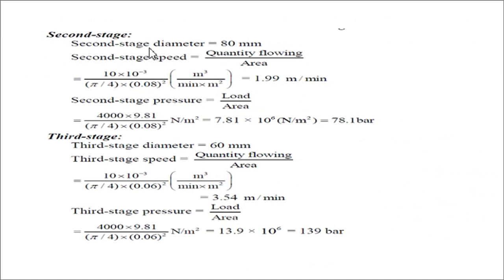During the second stage the effective area is reduced because the effective diameter is 80 mm. So for the second stage the velocity is 1.99 meter per minute, and the pressure, which is load upon area, is 78.1 bar. During the third stage the diameter is 60 mm, because of which there is again an increase in the speed, 3.54 meter per minute, as well as the pressure.